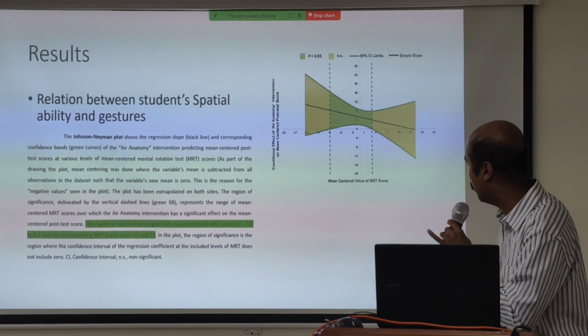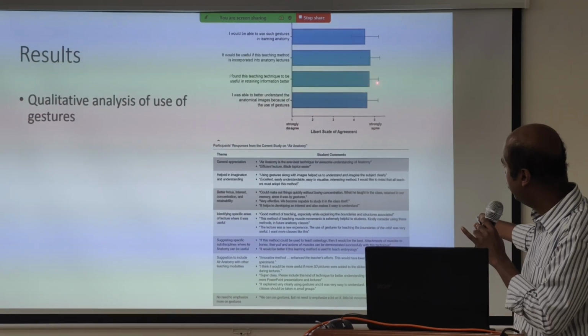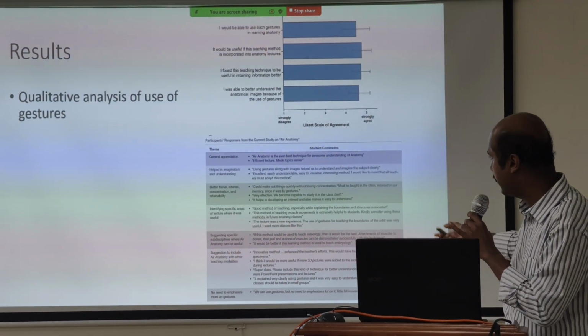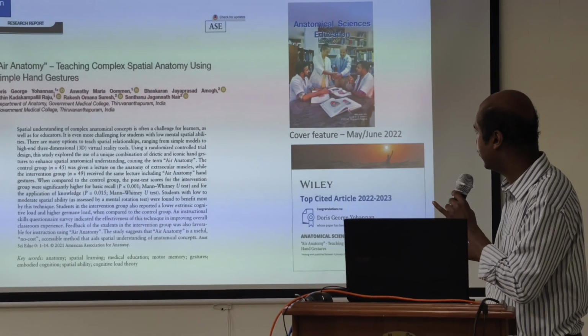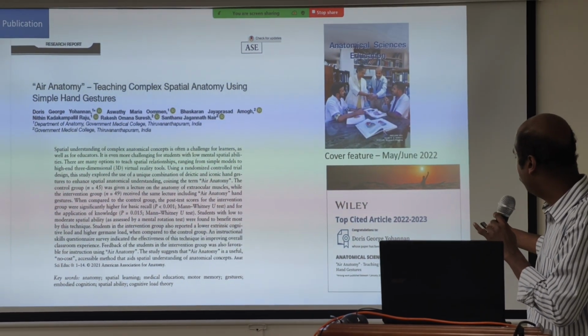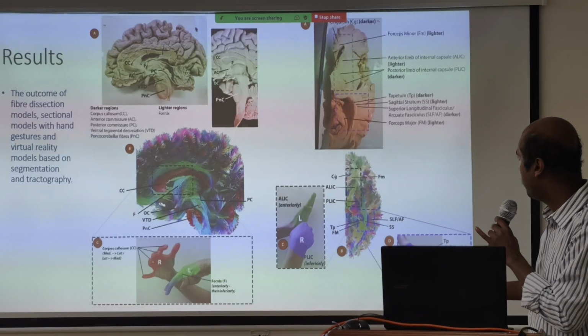It's called a Johnson-Neyman graph. And qualitative analysis was also used. This is the Likert scale where they have rated it high. These are also the comments that were found by qualitative analysis. This was published in Anatomical Sciences Education. It was featured on the cover of Anatomical Sciences Education. That was a top-cited article in 2022.